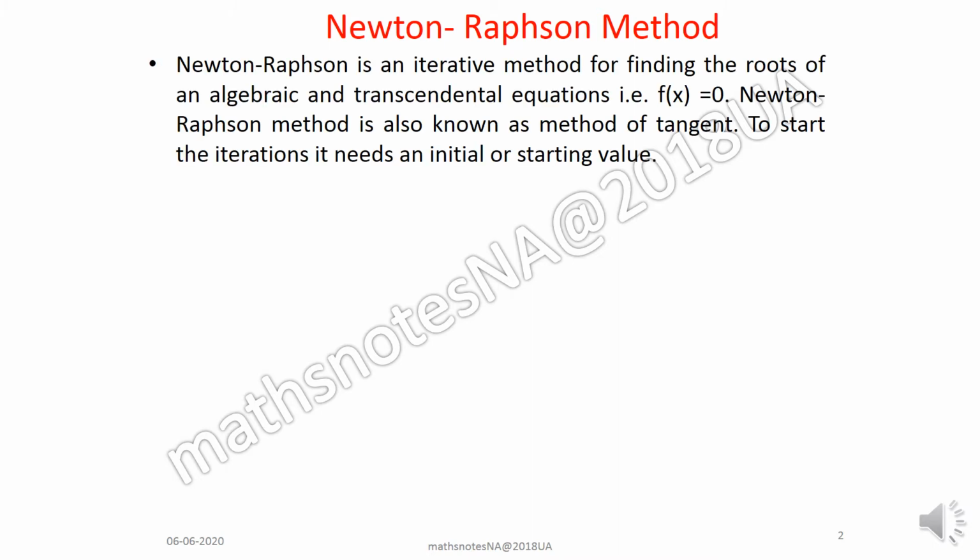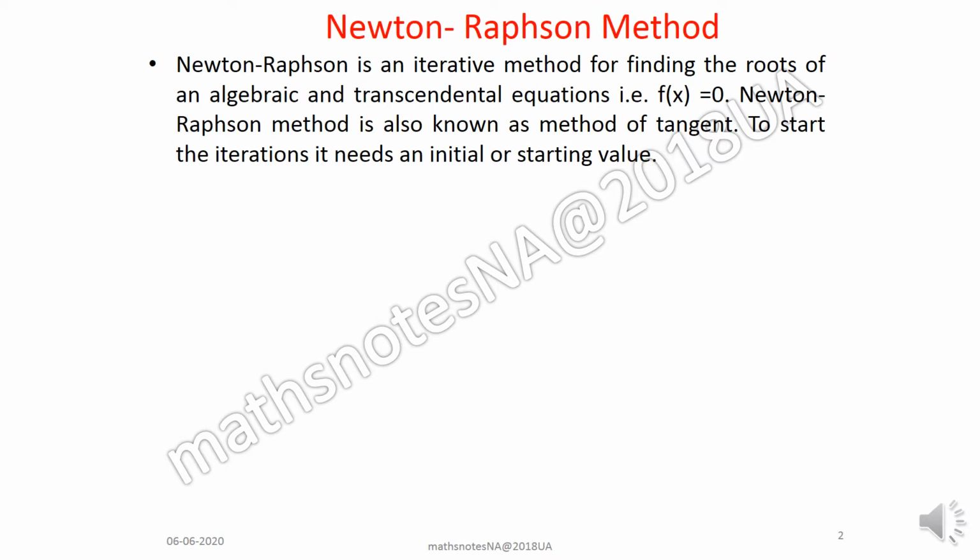Newton-Raphson method is an iterative method for finding the roots of algebraic and transcendental equations, that is f(x) equal to 0, where f(x) is a function of one variable x, and it is the same as we took in the bisection method as well as in the Regula-Falsi method. Newton-Raphson method is also known as the method of tangent.